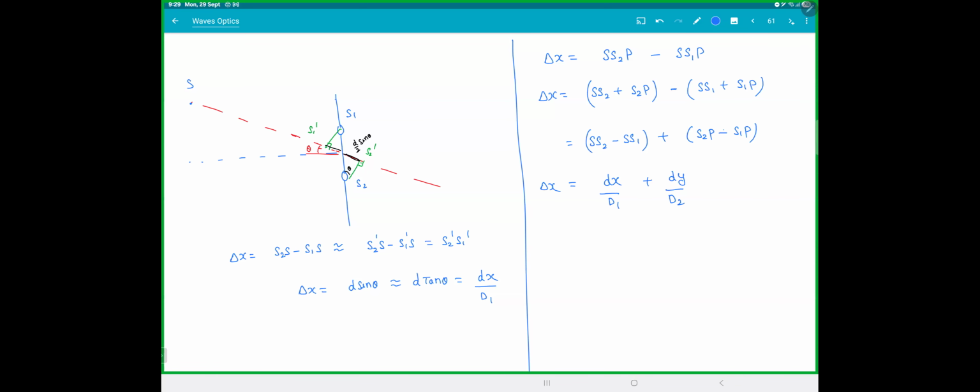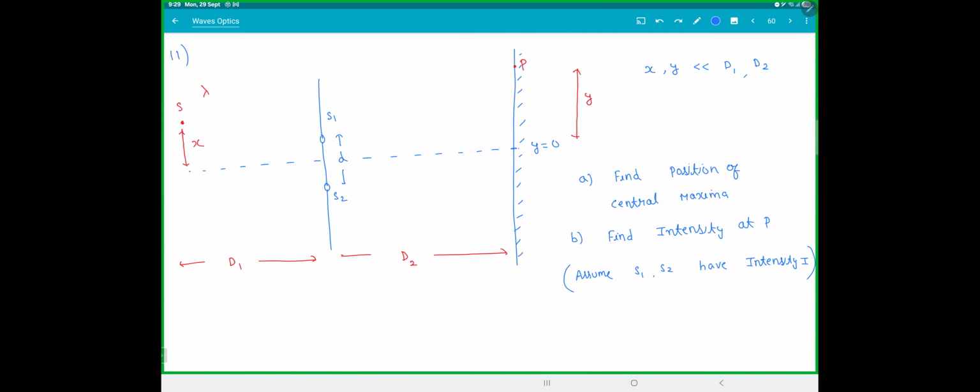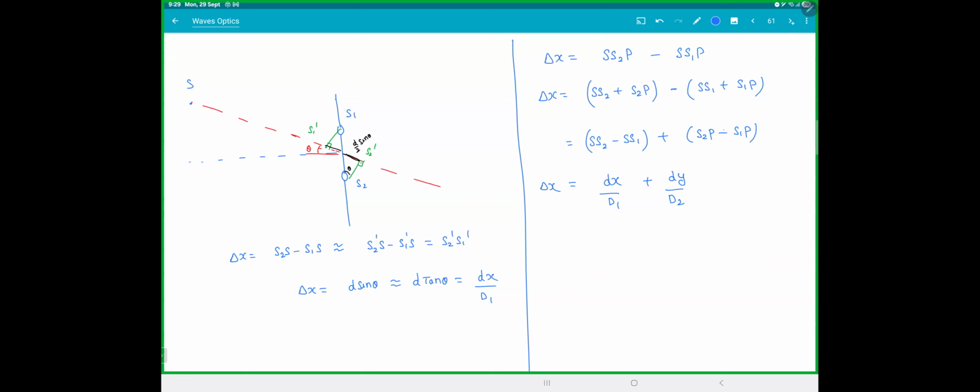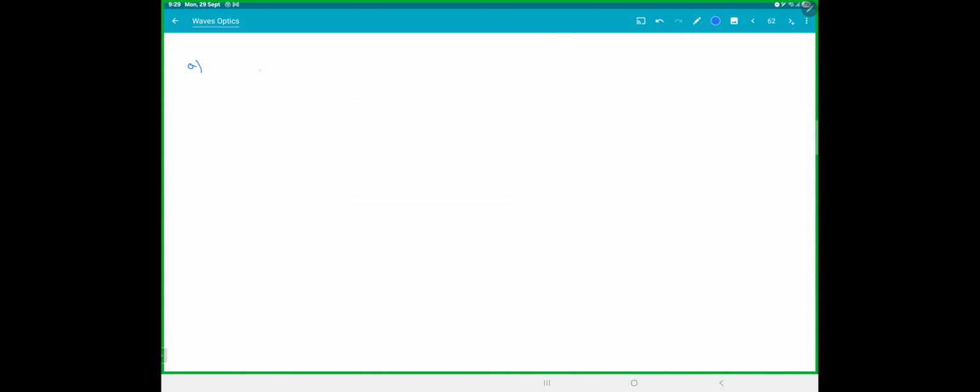So even if your source is not in the central position, you can still work it out. Any doubts on what you did? Once you got here, like I said, your job's done. So your path difference delta x is dx by d1 plus dy by d2. For central maxima, someone asks you, central maxima means delta x is 0. This will give you y is equal to minus x d2 by d1. The minus sign indicates it is actually on the lower side.